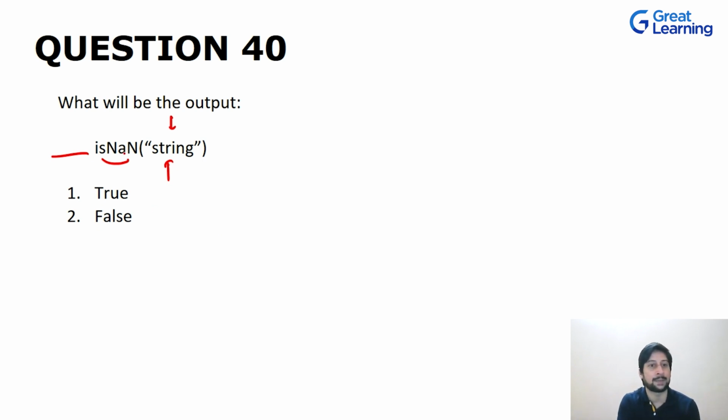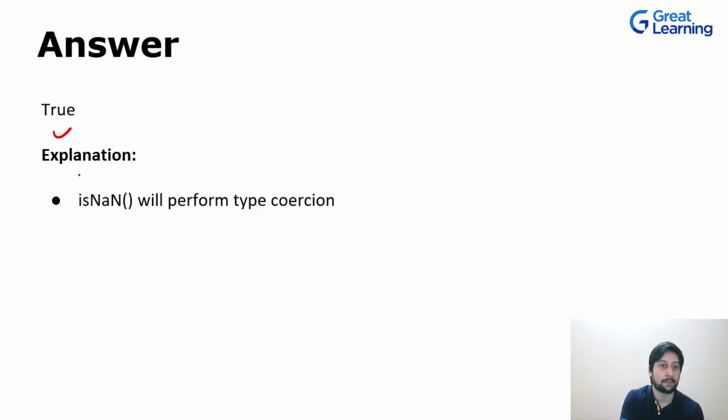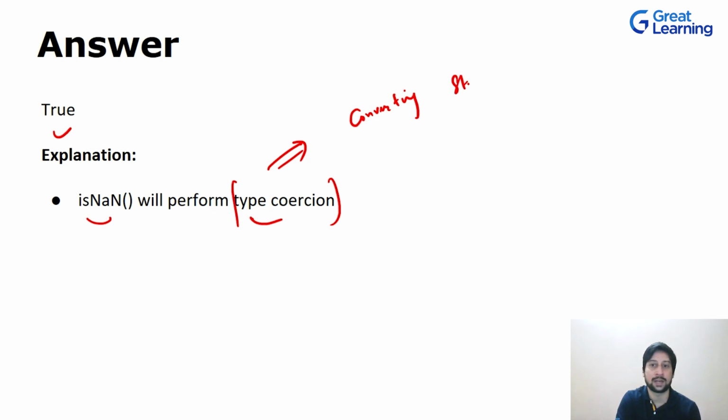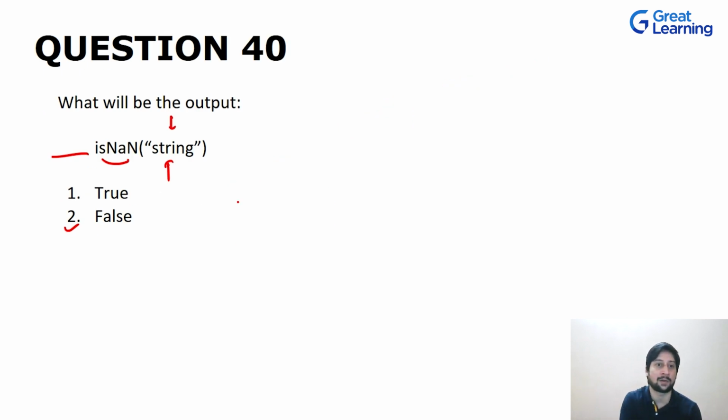But in this case, this will not give us the correct output. You might be thinking that this will give you the result as false, but no, it will give you the result as true, because isNaN will perform a type conversion when you're not using it along with the class name, that is Number. Now what do you mean by type conversion? It means converting one type into another. That means the string will be converted to NaN. So that is why you are getting the output as true and not false.